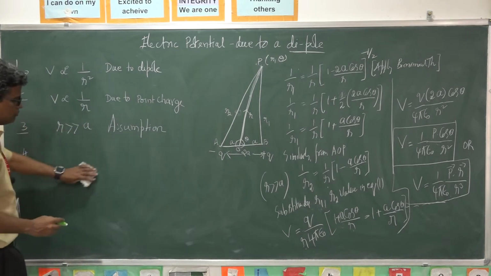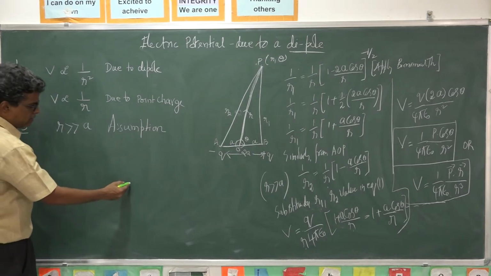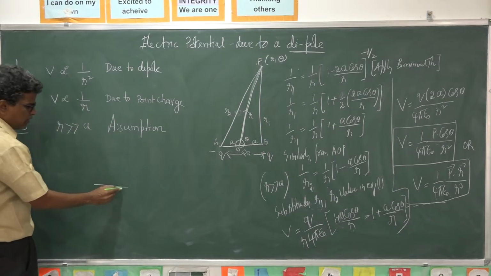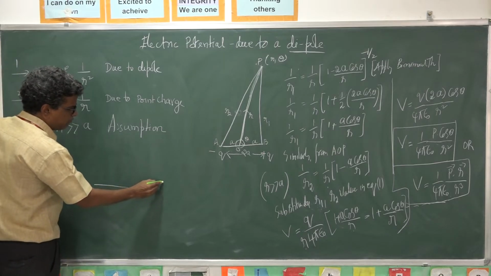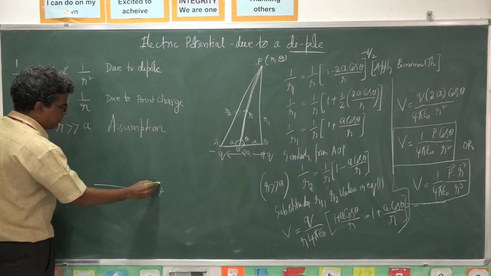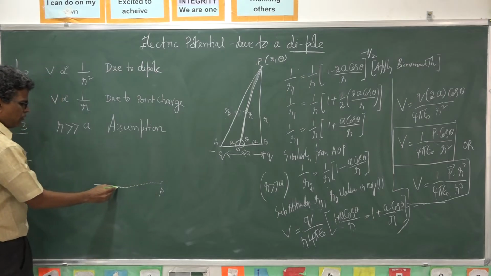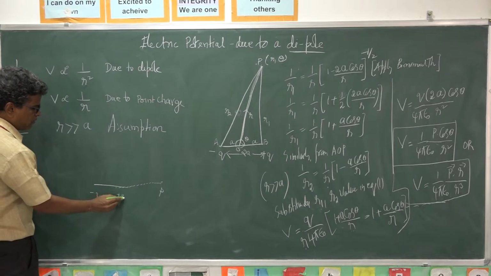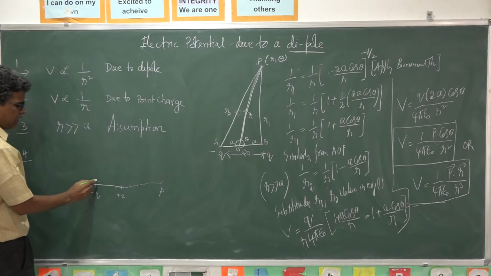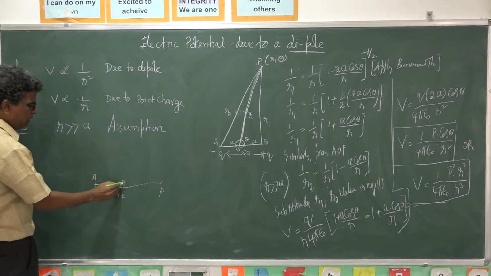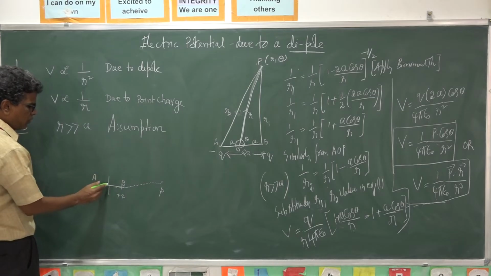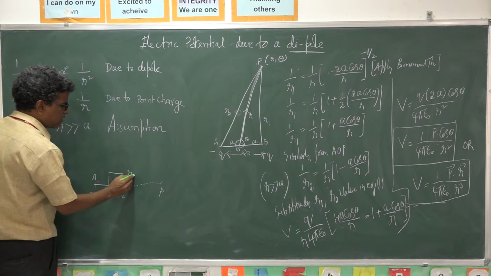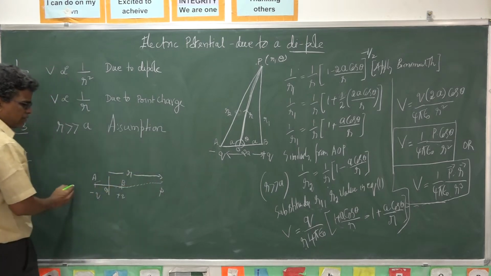See, this is the dipole. I take theta equal to 0. I will choose a point P here. This is the dipole, minus Q and plus Q. AB is a dipole separated by 2A. From the center O, this distance, let it be R, the position vector.